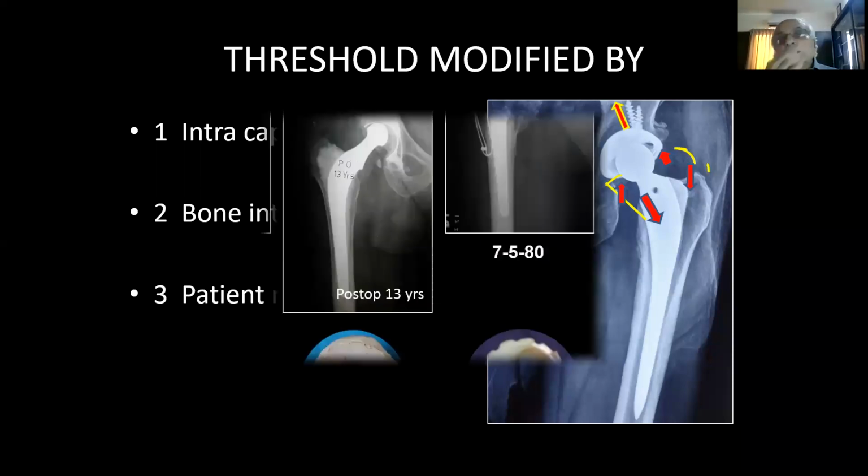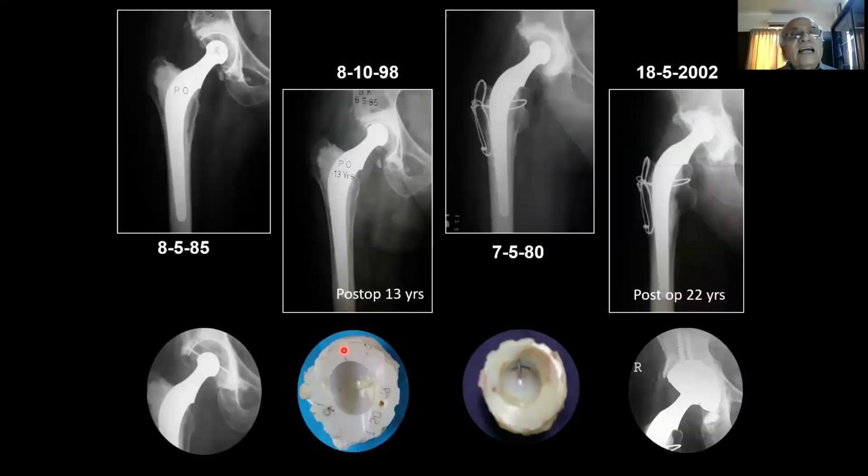So this is the patient. Look at this, 1985, cemented, beautifully done. This is the poly. And after 13 years, look at this, massive 6 or 7 millimeter wear has taken place. And this patient does not have any osteolysis proximally or around the ischium. Normally, you get a lot of osteolysis in the ischium.